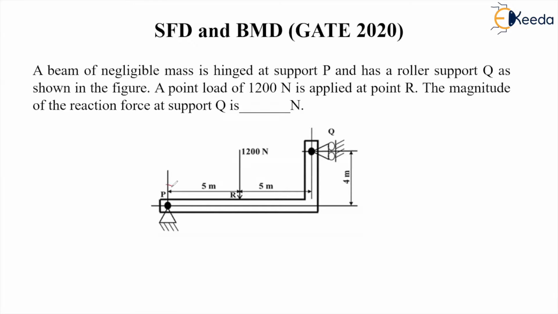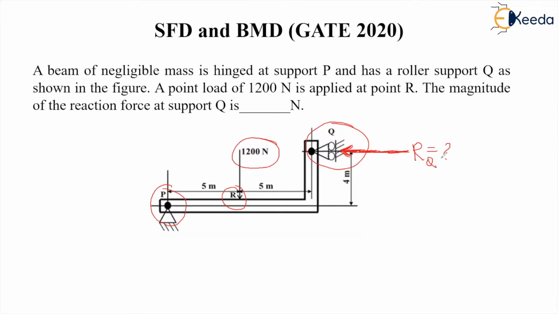So there is a hinge support at P, a roller support at Q, and a 1200 Newton load applied at the center at R. We have to find out the reaction here. You know that for a roller joint the reaction is only perpendicular to the roller surface, so there will be a horizontal reaction here. This reaction, R at Q, we have to find out.